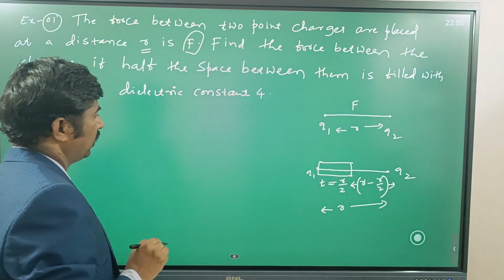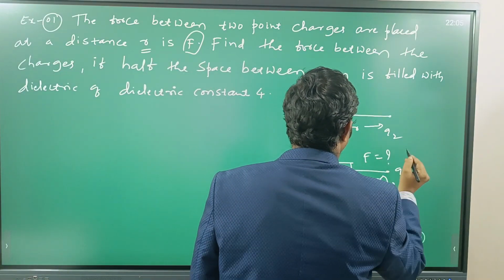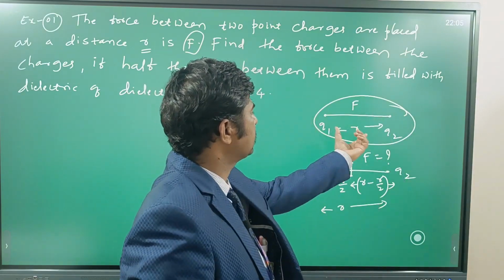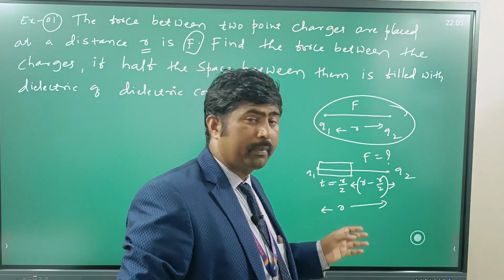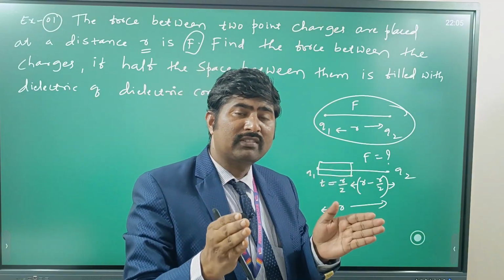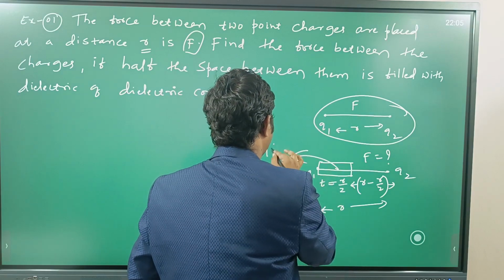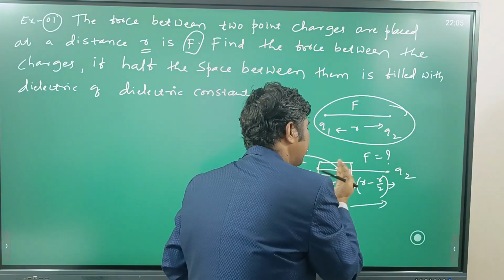So your formula is, what is the new force? In this case, what is the new force they are asking? Of course they have given that when two charges were separated by a certain distance r, F is the force between them. Then what will happen if the two charges were placed with a dielectric constant whose value is given? K is equal to 4, and its value is also given.